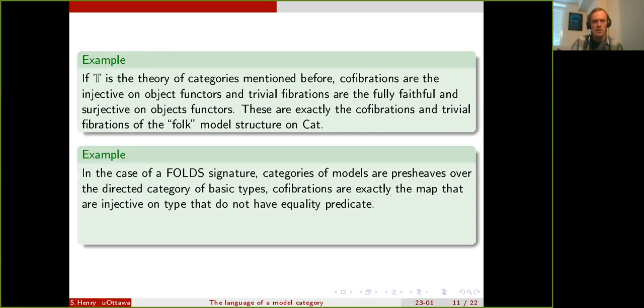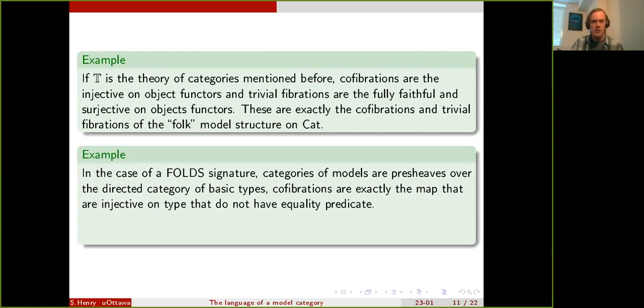So I'm quickly mentioning this other example of fold. So if you have a fold signature, it corresponds to the specific Cartmell theory I mentioned in the previous slide. Then the category of models is a presheaf category over the directed category of basic types.